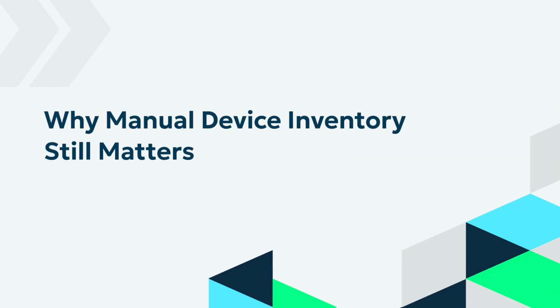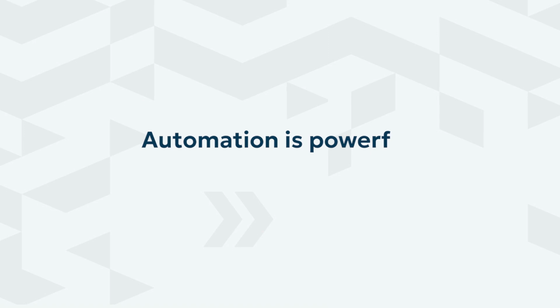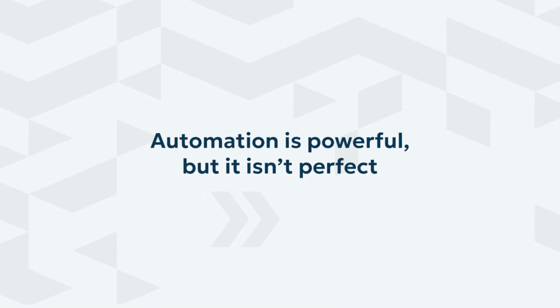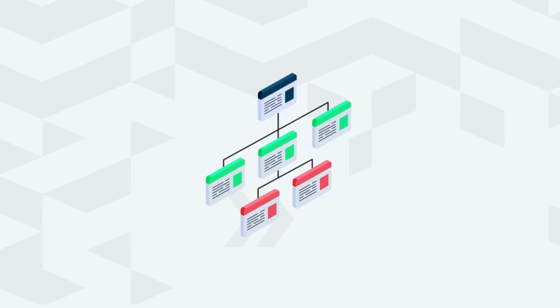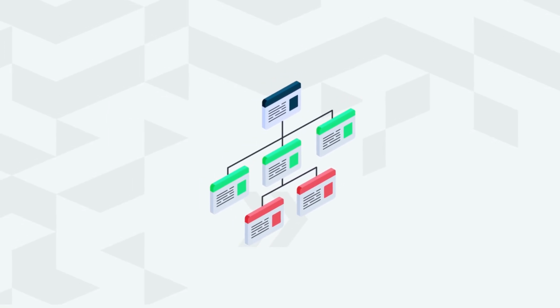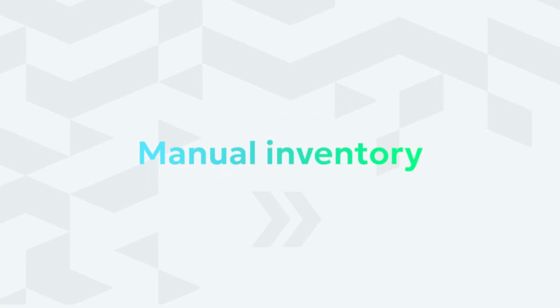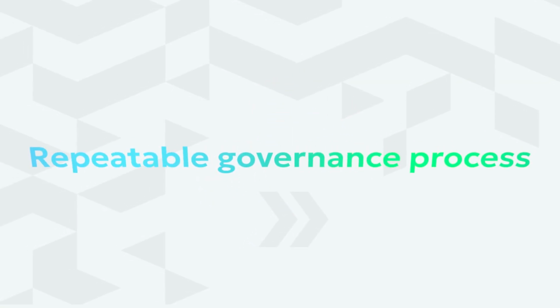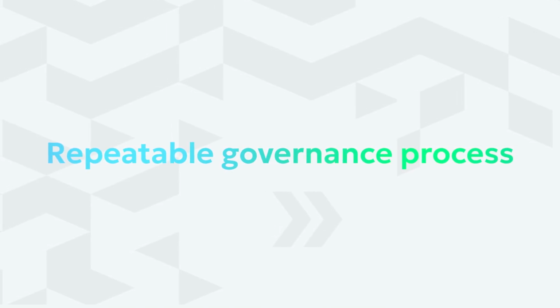Why manual device inventory still matters. Automation is powerful, but it isn't perfect. Manual reviews add an extra layer of validation, improve visibility into discrepancies, strengthen governance during audits and QBRs, and create opportunities for license optimization. When done consistently, manual inventory becomes a repeatable governance process, not just a one-time cleanup task.